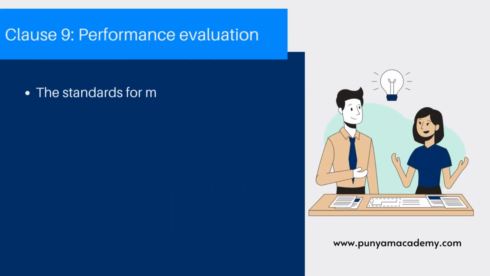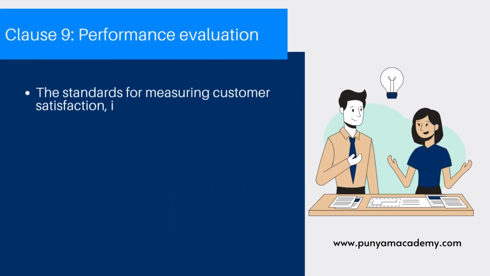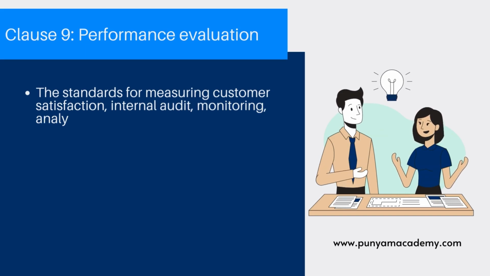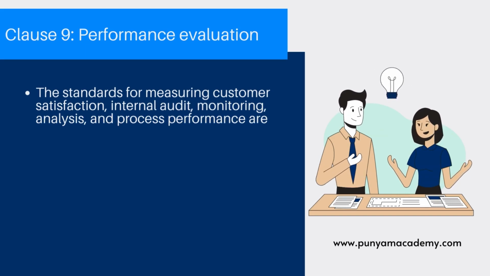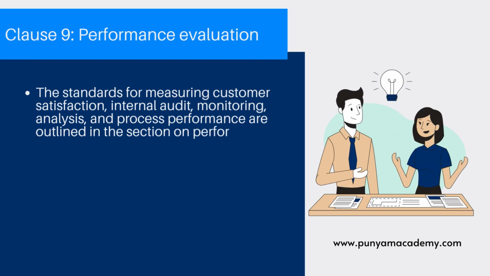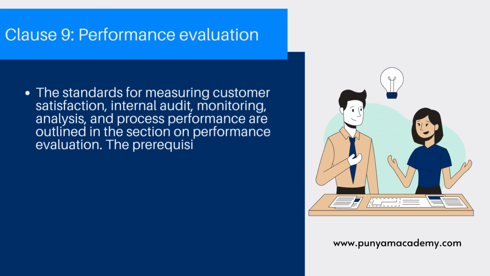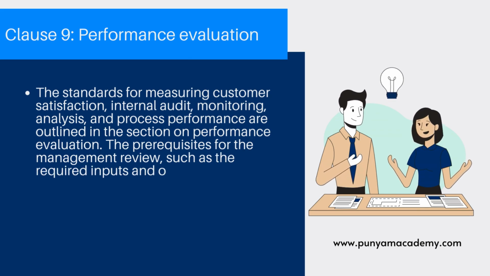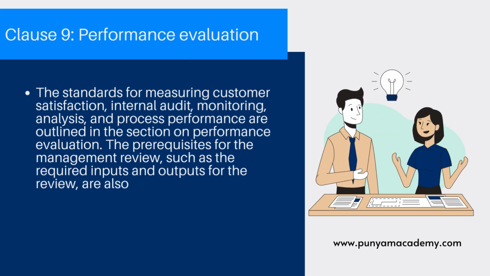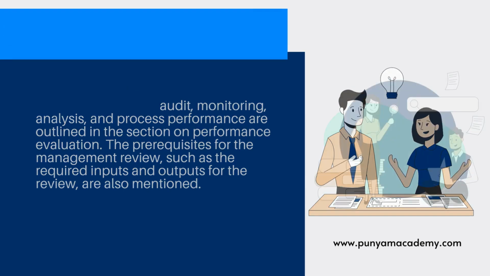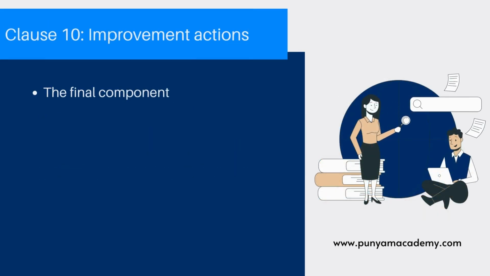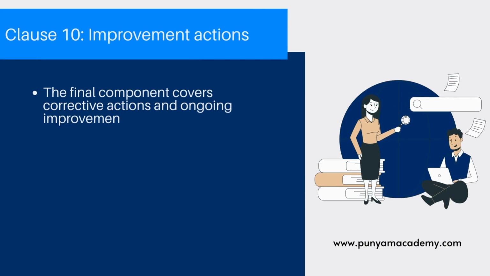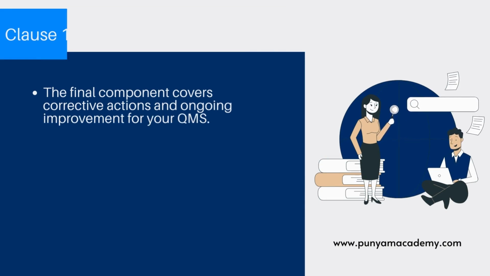Clause 9, Performance Evaluation. The standards for measuring customer satisfaction, internal audit, monitoring, analysis, and process performance are outlined in the section on performance evaluation. The prerequisites for the management review, such as the required inputs and outputs for the review, are also mentioned. Clause 10, Improvement Actions. The final component covers corrective actions and ongoing improvement for your QMS.